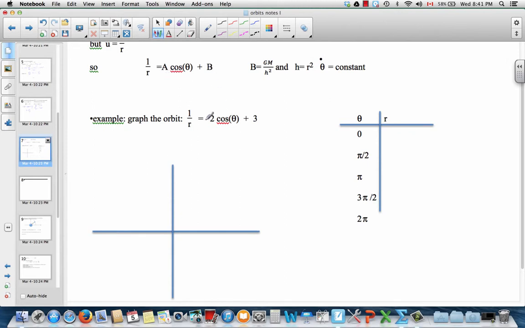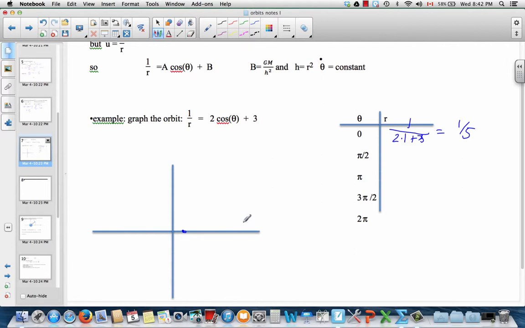So let's, instead of a and b, just put numbers in there. 1 over r is 2 cos theta plus 3. Well, of course, theta is just going to do a lap, right? So when theta is 0, it's going to be 2 cos of 0 plus 3. And so 2 times the cos of 0 is 2 times 1 plus 3 is 5. But of course, that's 1 over r. So r will be the reciprocal of that. So it's 1 over 5. So when theta is 0, r is a fifth.